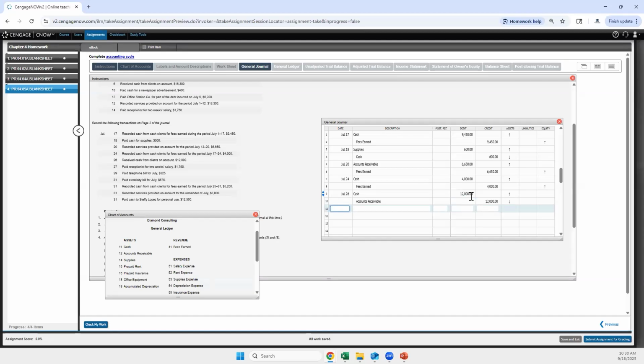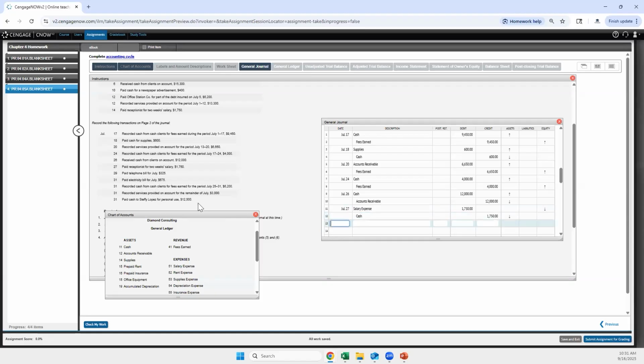Paid receptionist for 2 weeks' salary, July 27th. Salaries expense. And right, I put salaries expense. Salary expense is the exact spelling in the chart of accounts. You must adhere to what is in the chart of accounts. And then a credit to cash, paid cash for the salary.